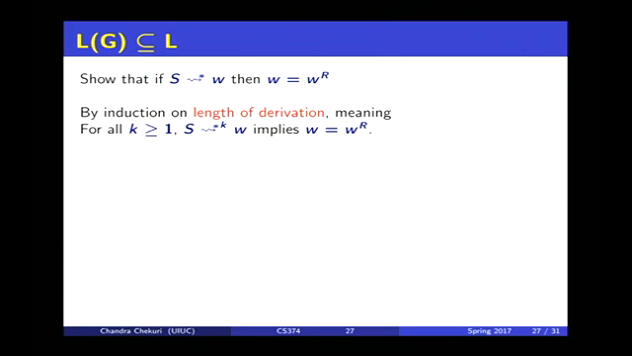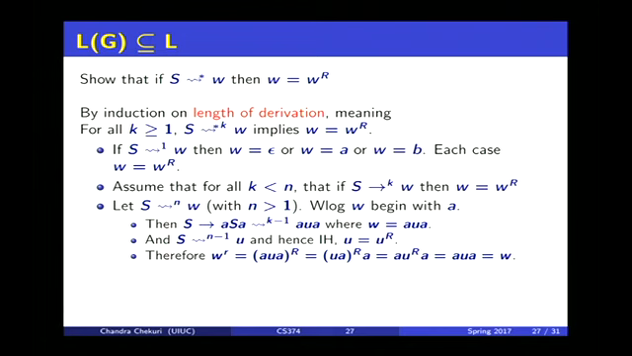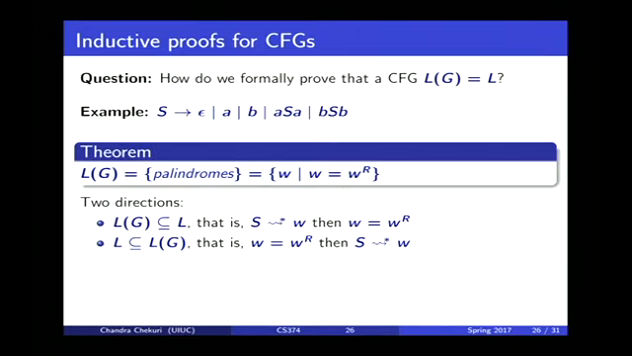You can say, if S derives W in one step, that's a base case. What can S derive in one step from this grammar? What is a one-step derivation from S? A one-step derivation from S is just a production rule from S.